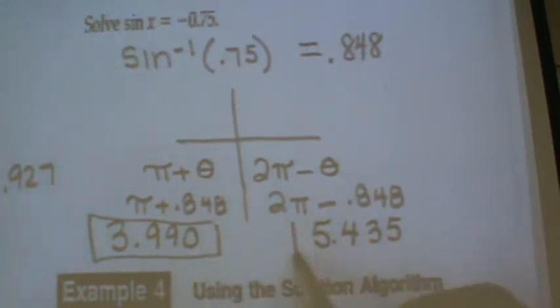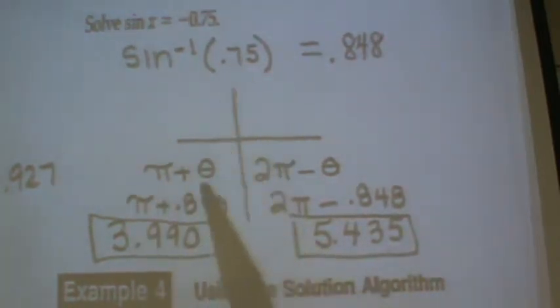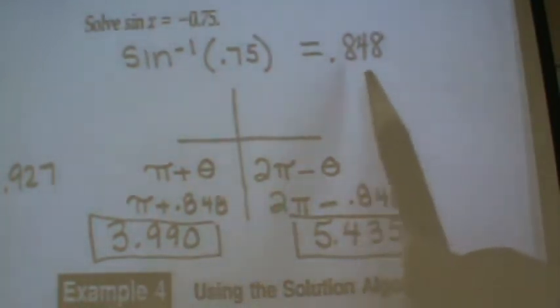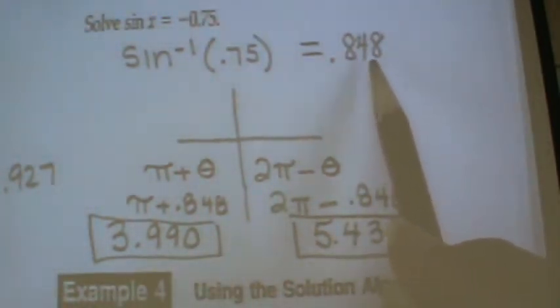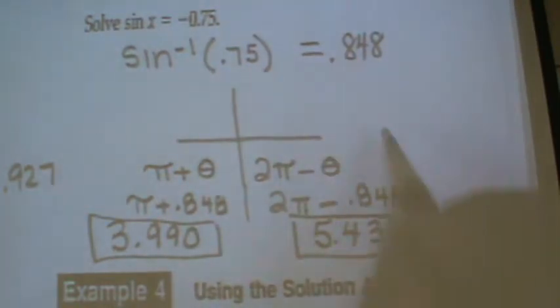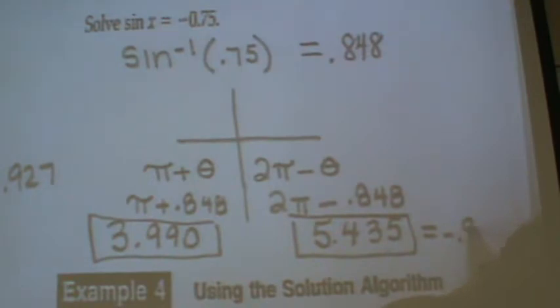Now, does anyone know how we can rename 5.435? Negative what? Yep, negative 0.848. This is equal to negative 0.848. You could do that also.